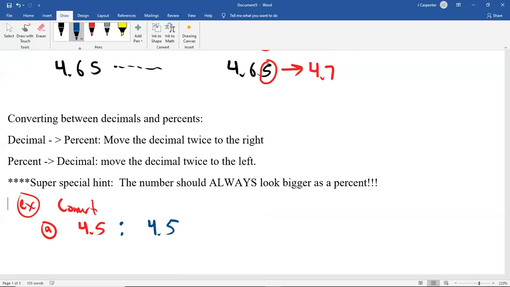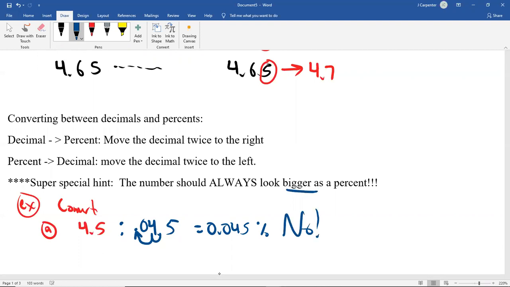Now, I might be doing this right, I might be doing this wrong. I'm not going to say which yet. Maybe you think you're supposed to be moving it left, and if I'm doing it wrong, I'll erase it. So we'll put our 0 there because of the filler. So now it's 0.045%. This was the decimal, this is the percent. But does that look bigger as a percent?